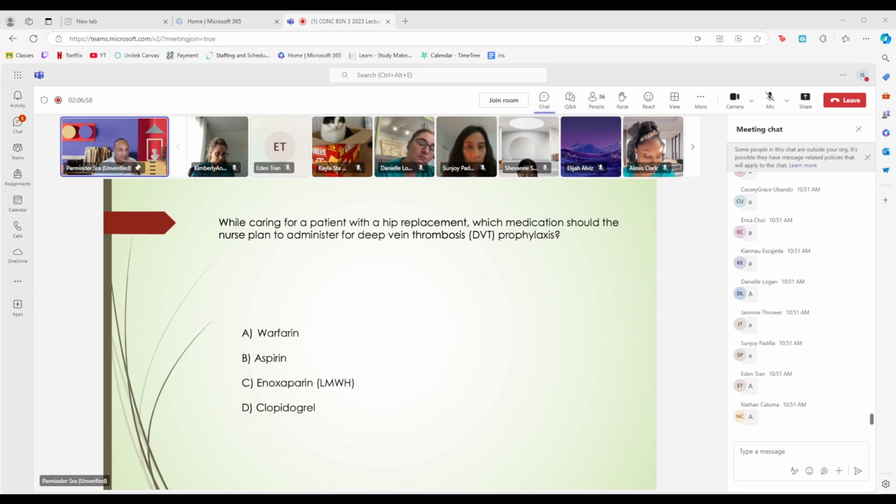All right, guys, here, okay. While caring for a patient with hip replacement, which medication the nurse planned to administer for DVT prophylaxis? I see majority answered A, which is not the correct choice. It's enoxaparin, heparin, low molecular weight heparin. For DVT prophylaxis, it's always that, okay? Especially your hip surgery, knee replacement surgeries, that's what's given. It's a very common use.